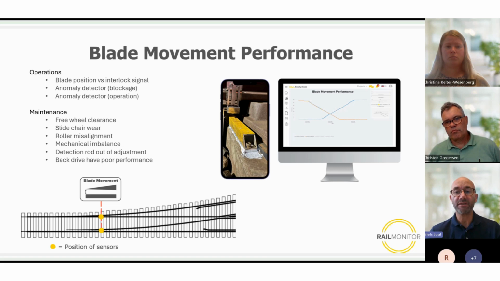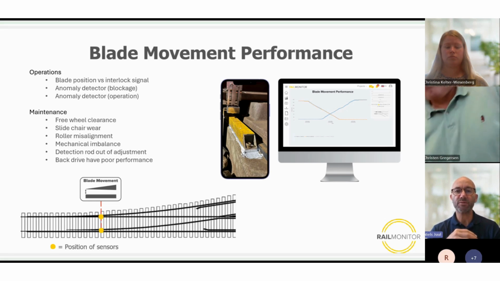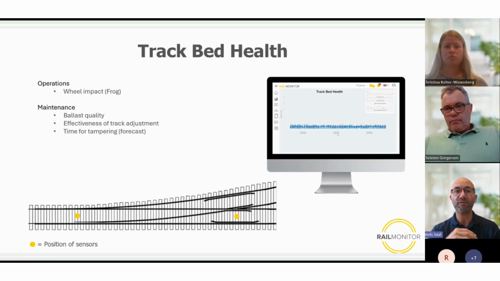We have also detected that the detection rod, which is the rod that is connected to the signaling system, if this is out of adjustment, then you will not have the information towards the signaling system, even though you still have the blade in the right position, and this is where you can use this information to make a better root cause detection and faster failure fixing.